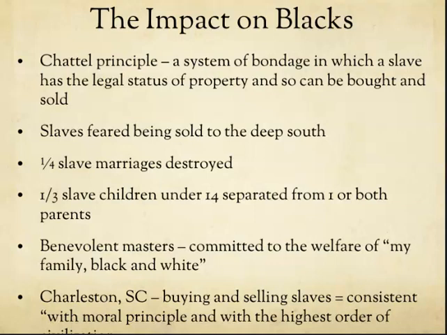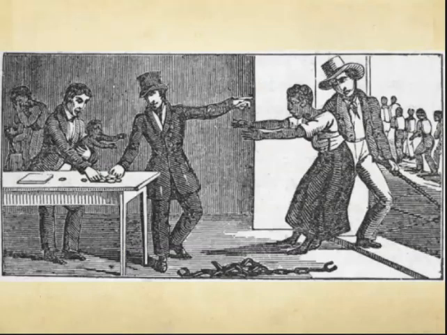In Charleston, South Carolina, buying and selling slaves was consistent with moral principles and with the highest order of dignity and civilization. So here in this next image, you can see one of those families being separated. You can see the little child over there on the left, and on the right you can see the mother being separated from her child.